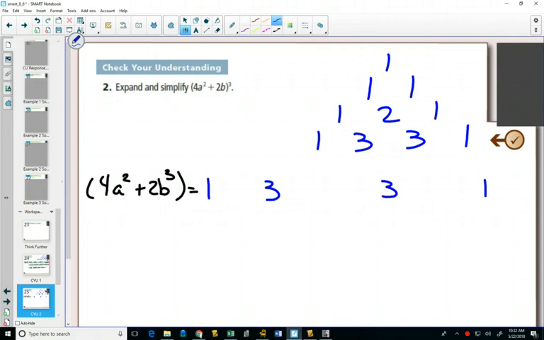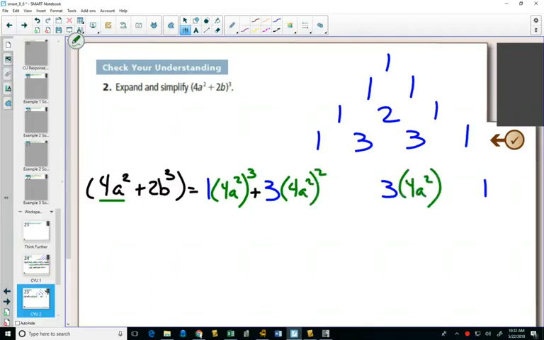And again, I'll underline my first term in green. We would start off with 3 of those, then 2 of those, then 1 of those. And my second term in purple, the 2b cubed, we would start off with 0 of them here, 1 of them here, 2 of them here, and 3 of them there. Plus sign there, plus sign there.